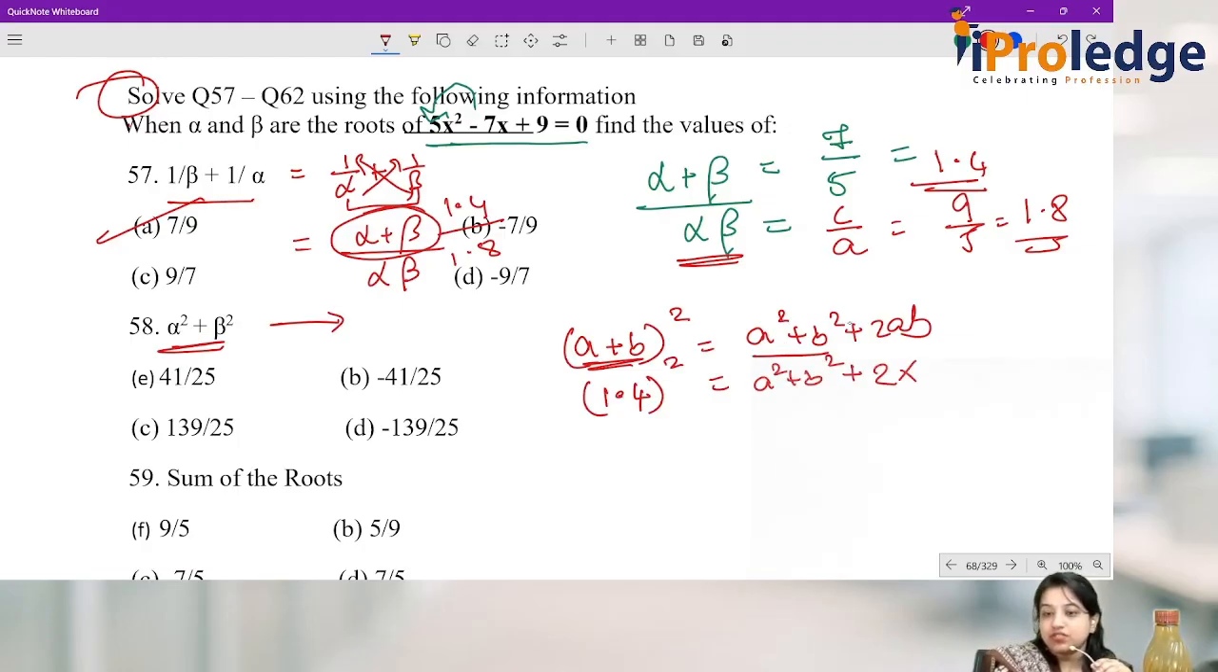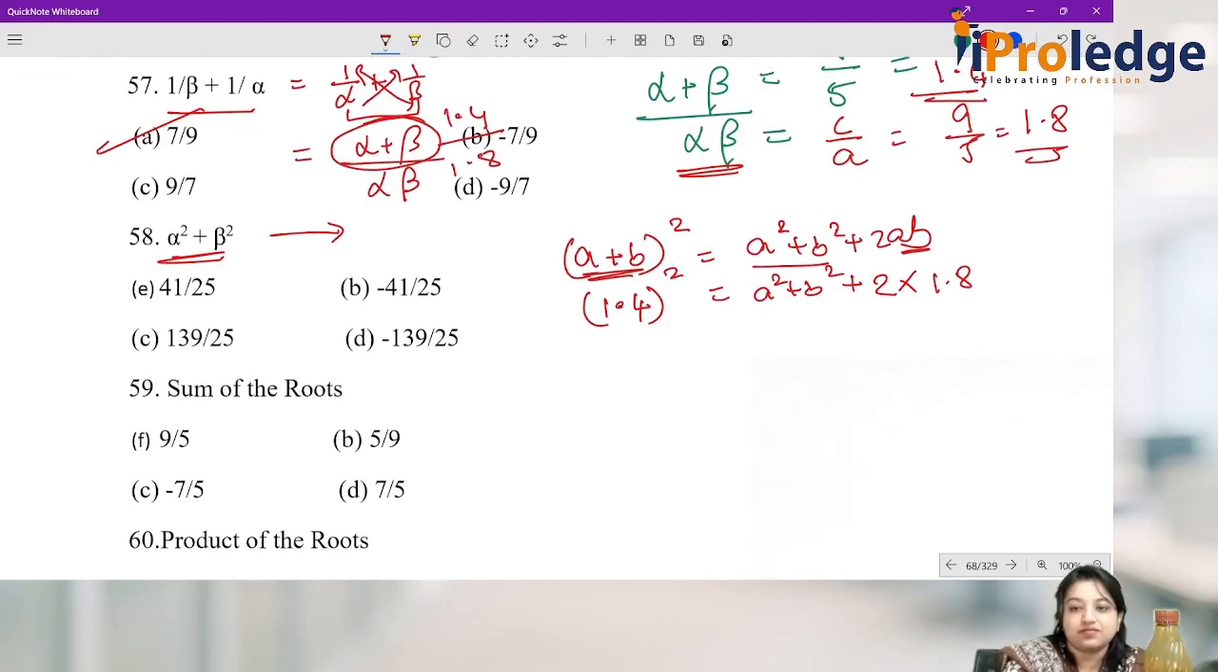2 into product, do it. What is 1.4 square? 1.96 minus 18 into 2. Answer is minus 1.64. See, minus 1.64 means option B.